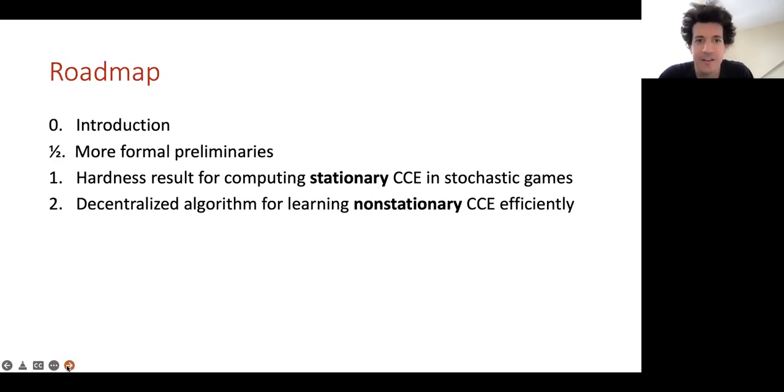The hardness requires it to be Markovian. Excuse me, the hardness for both of these results is for Markovian. So sorry, I dropped this adjective. So the hardness is for stationary Markov CCEs. And what if you leave stationary and drop Markov? Yes, you can also do that.